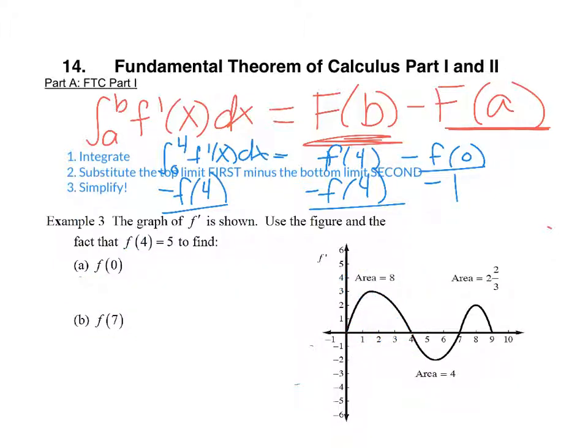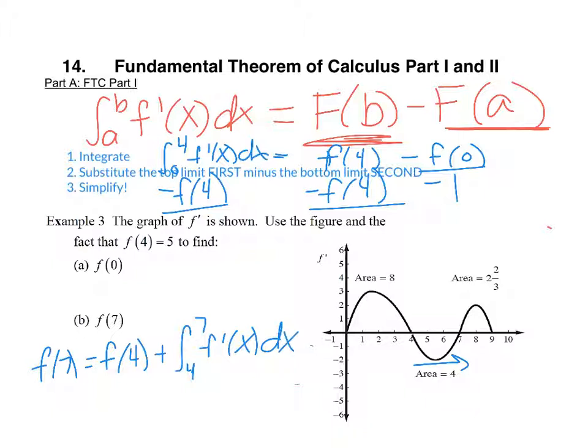So now I have f of 4 equals 5, and I need to find f of 7. So I'm going from 4 to 7, so that's going to be adding more area. So I have f of 7 is equal to my f of 4 that I already have, plus some more area, the integral from 4 to 7 of f prime of x dx.